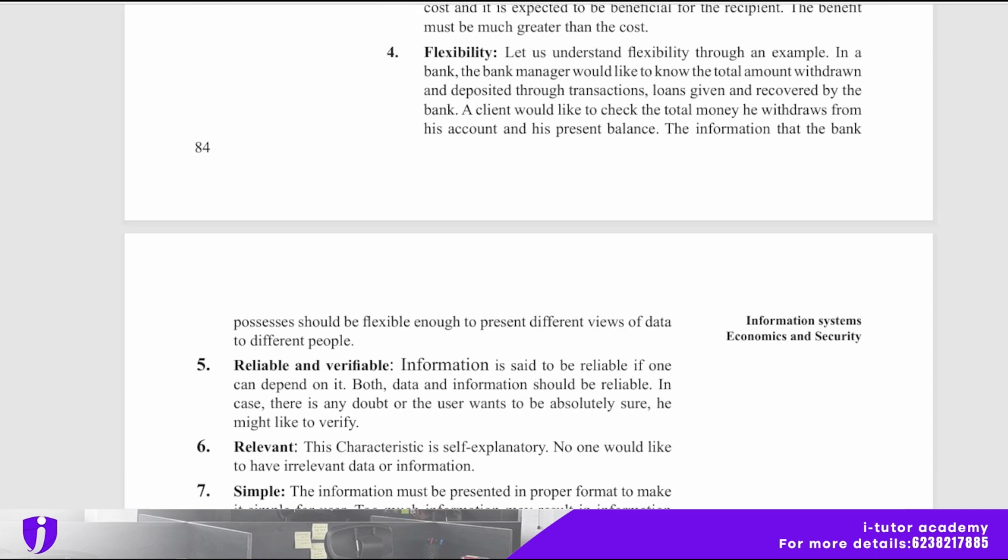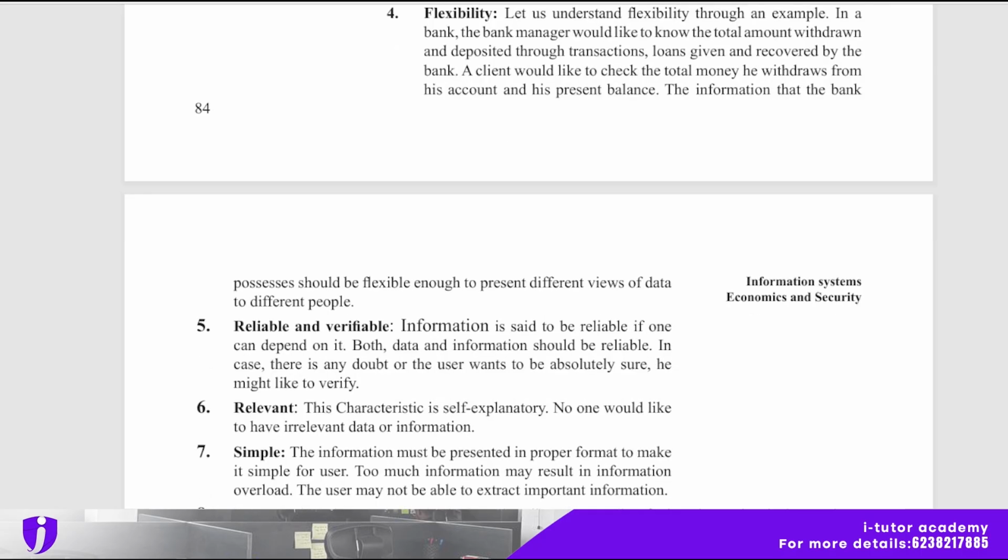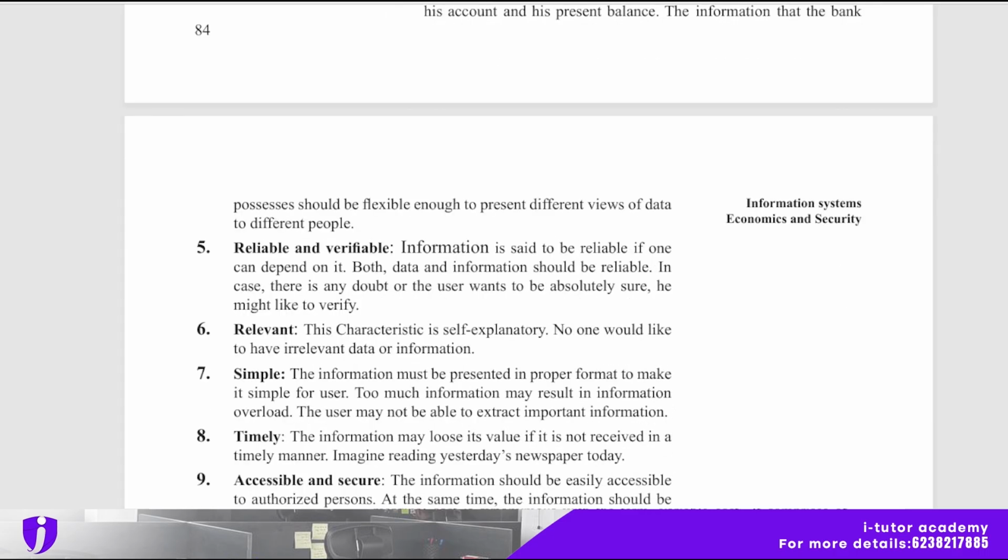Flexibility: let us understand flexibility through an example. In a bank, the bank manager would like to know the total amount withdrawn and deposited through transactions, loans given and recovered by the bank. A client would like to check the total money he withdraws from his account and his present balance. So the information that the bank possesses should be flexible enough to present different views of data to different people.